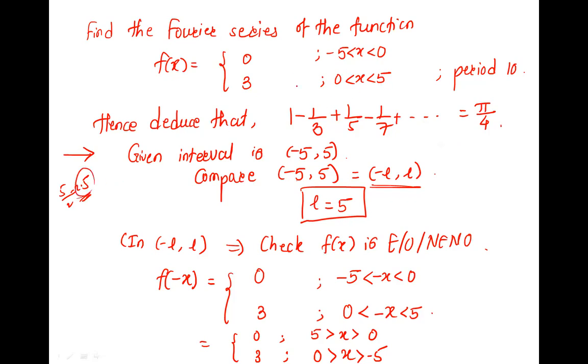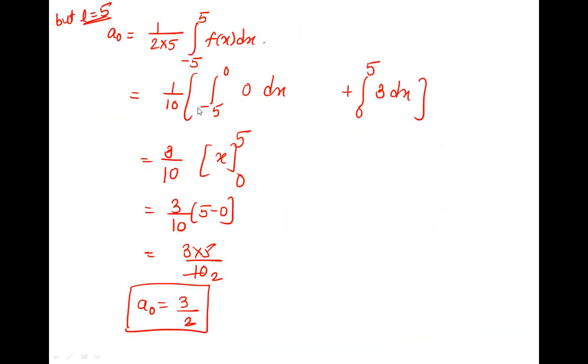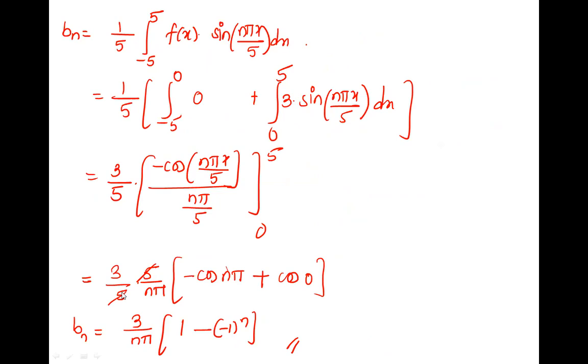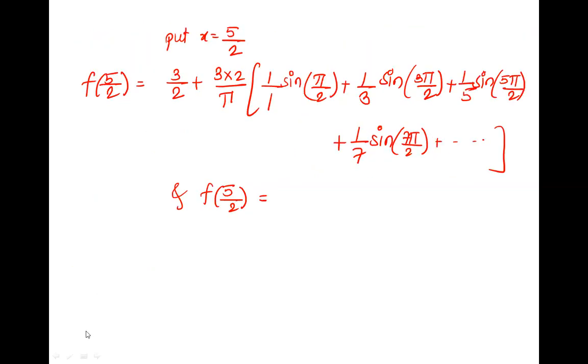Yes. Right. So what is f of 2.5? 3. This is the value everywhere in this interval. So at 2.5 also this is 3. So f of 5 by 2 is 3. Can I write? Okay, so it is 3. So it becomes 3. Here it is added, so it will get subtracted on the left hand side. Is equal to 6 by pi. 1 by 1. Sine pi by 2 is 1.